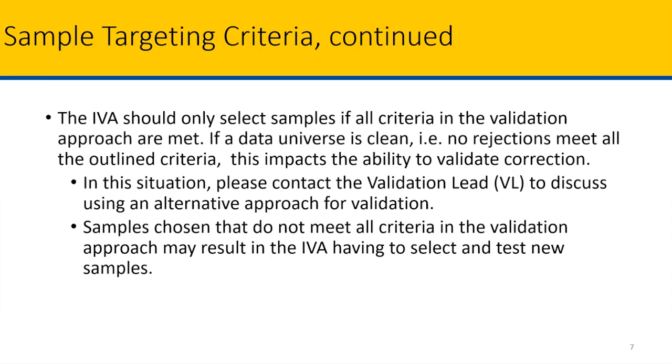In the past, we've observed IVAs choose samples even when the universe is clean and samples do not meet the original criteria outlined in the approach. In this situation, samples chosen may be appropriate rejections and are not testing the root cause. This may result in the IVA having to select and test new samples. Keep in mind, we only want to sample for rejections that are potentially inappropriate. As mentioned, in the scenario the universe is clean, test claims or another alternative approach would be carried out, which we'll discuss further on the next slide.